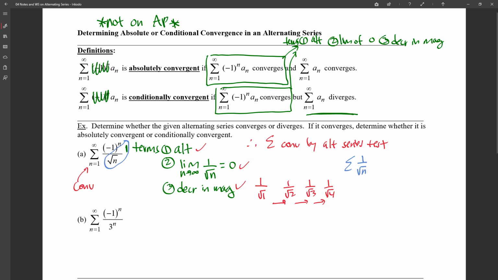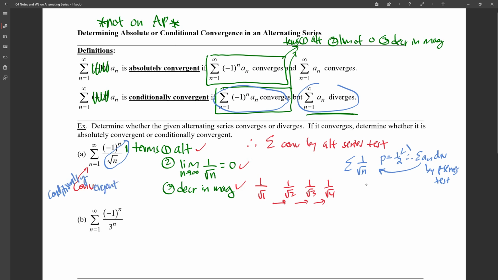We did look at the limit of this, but that's not the same as looking at the series of this. The limit goes to 0, but for the series, I know from the p series test that p is equal to 1/2. So this series is going to diverge by the p series test, because 1/2 is less than 1. So if this series diverges, but the original alternating series converges, then what I know is that the original series is conditionally convergent.